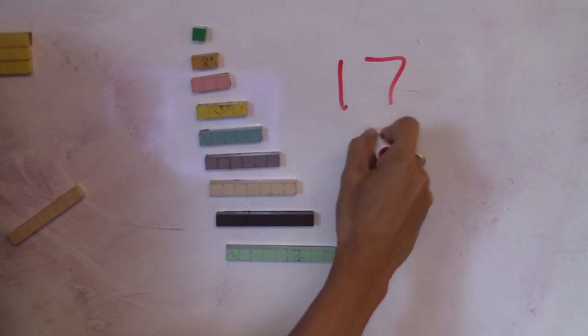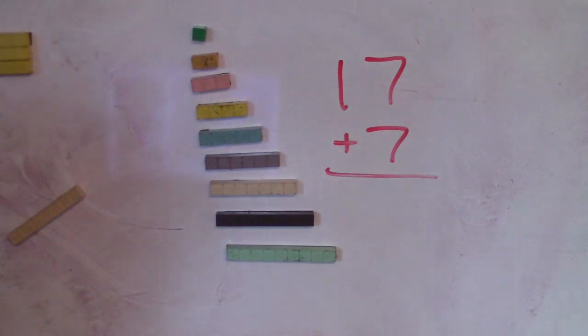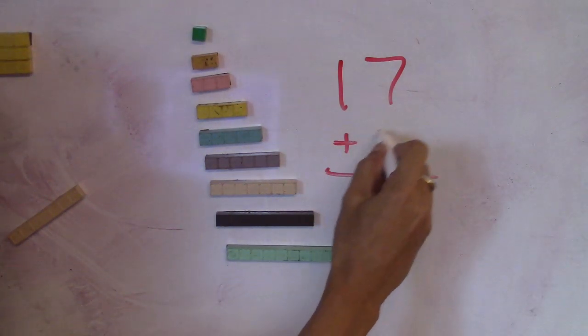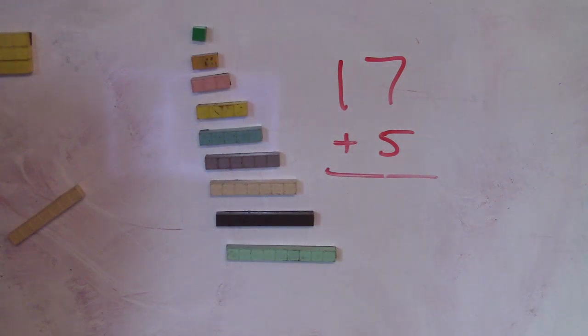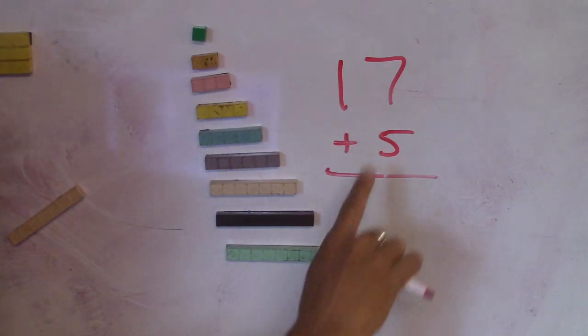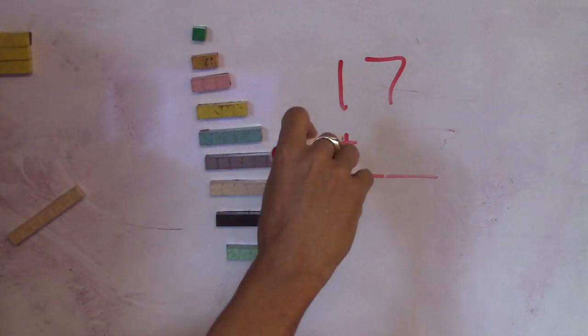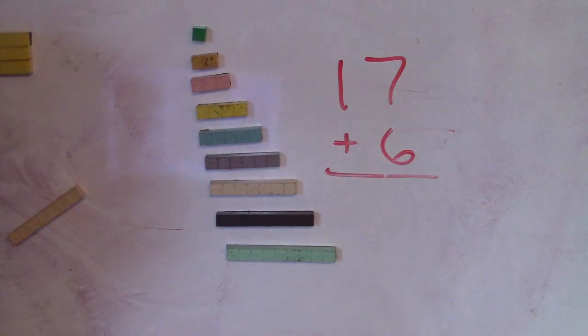If I have 17 and 7, what do I got? 24. There you go. Good. How about 17 and 5? 22. Good. And fast. That's what you need. Speed is what you need. So you're in. Yeah, right. I mean, you're not sitting there counting your fingers. Bam. Right? Okay. How about 6? 23. Got it. All right.